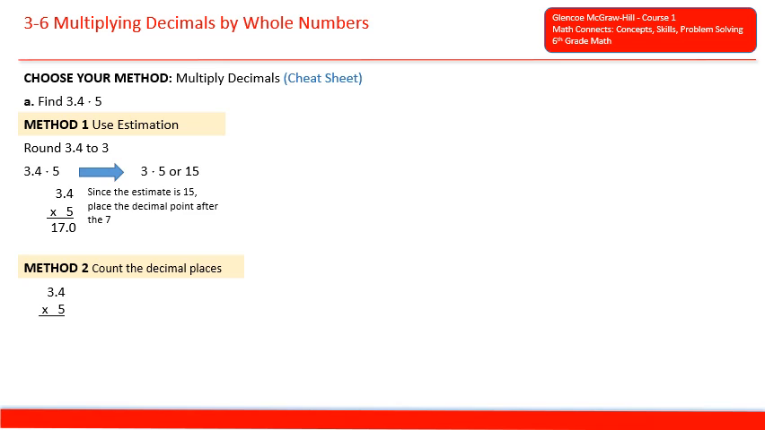Method 2, if we just count the decimal places, 3.4 times 5 equals 170, and we have 1 decimal place, and we'll count 1 decimal place from the right, and we'll have 17.0.